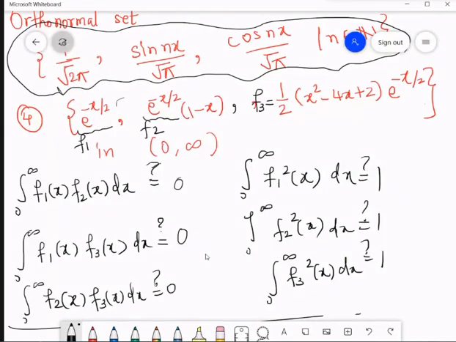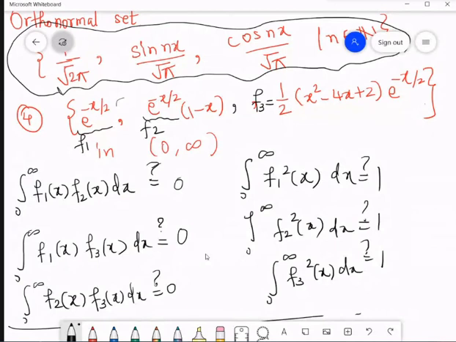So what is the answer for the first integral? Are you getting it as 0? F1 into F2, are you getting that to be 0 when integrated from 0 to infinity? Yes, ma'am, we are getting 0. Yeah, very good. So minus 1 we get for the final step.